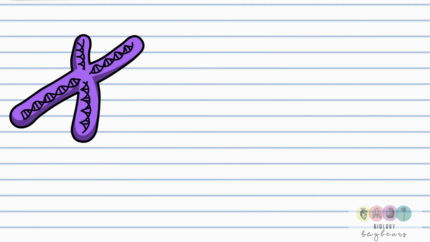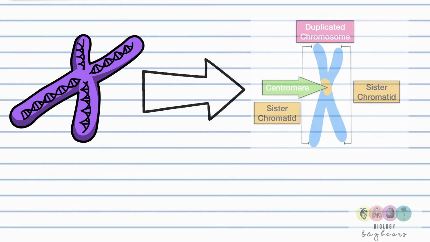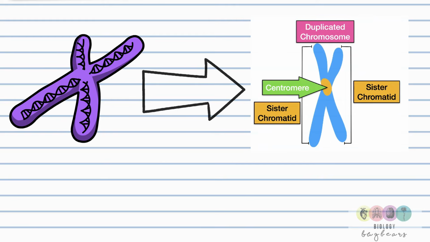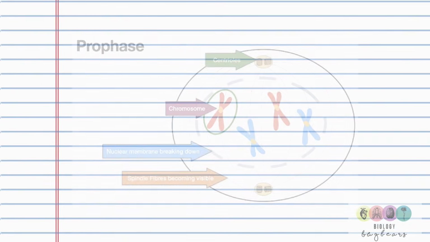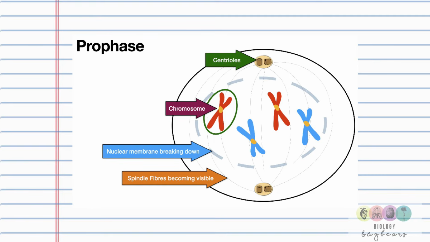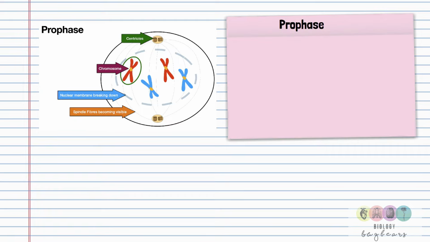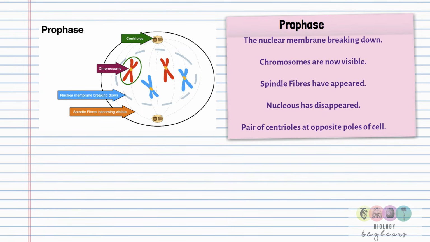The whole process of mitosis is splitting up these duplicated chromosomes and ensuring that equal copies go into both new nuclei. So this is a duplicated chromosome. It's made up of 2 sister chromatids joined at the centromere. Prophase is the first stage of mitosis. You can see the nuclear membrane is disappearing. Chromosomes are now visible, they're fully condensed. Spindle fibres have appeared. The nucleolus has disappeared, and there are pairs of centrioles, these microtubules at opposite poles of the cell.